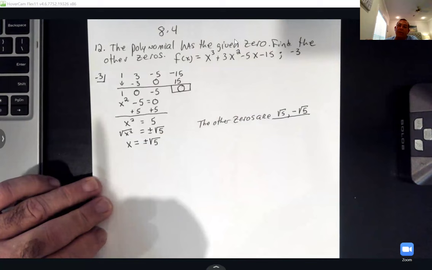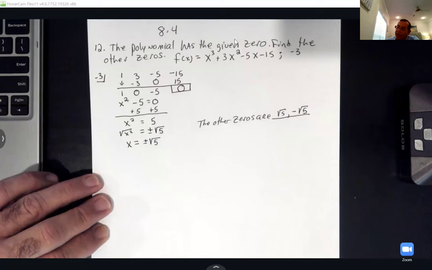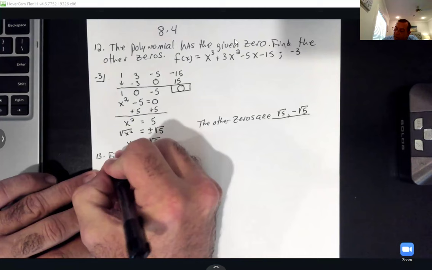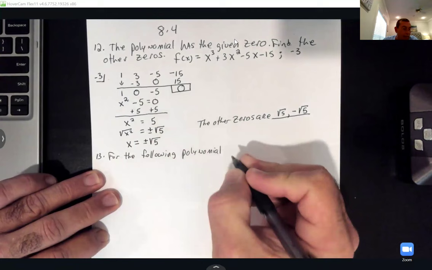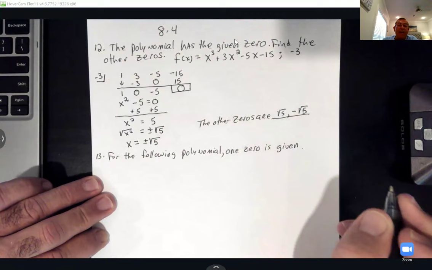Now, what you got to watch out for, you don't put in the negative 3 as an answer because they gave us that zero, okay? All right, so there was two of those, and I'm going to do both of these. So, the same thing. For the following polynomial, one zero was given. Find the remaining zeros.